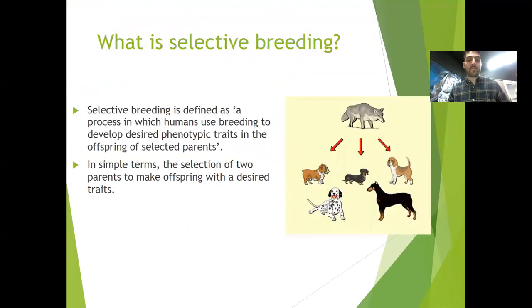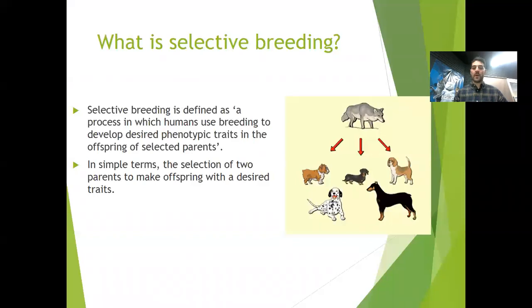So selective breeding is a process in which humans use breeding to develop desired traits in the offspring of selected parents. In other words, we pick two parents with a trait that we want and we mate them together to make offspring that also have that trait. And over time, we end up with a generation that are all exhibiting the trait that we're after.